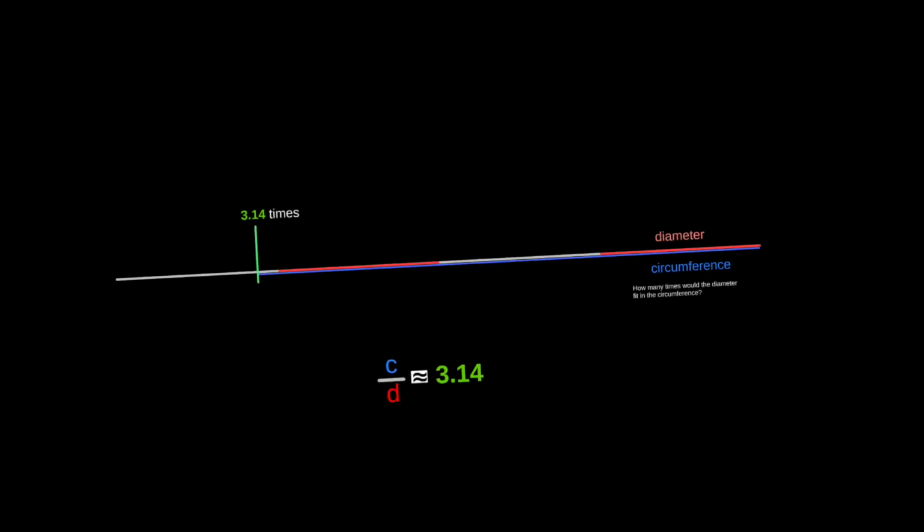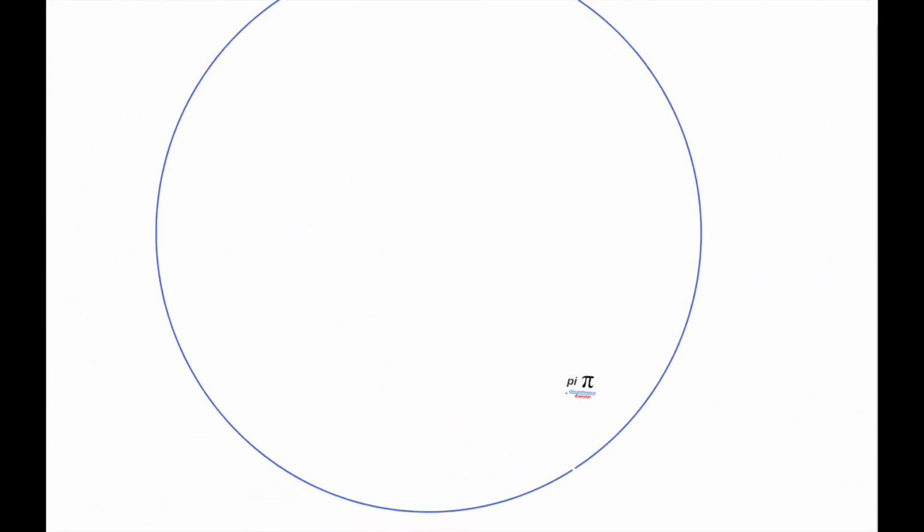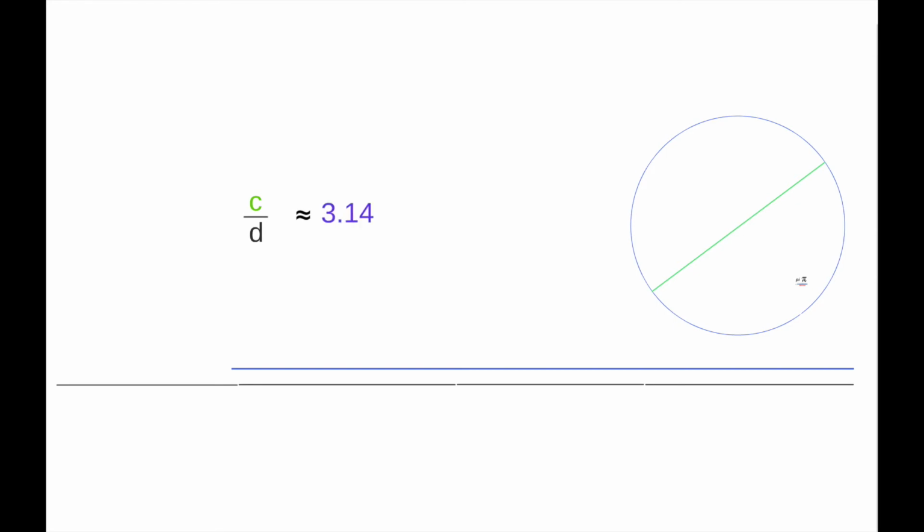Okay, let's look at a much bigger circle. Here, we have another circle with a diameter through the middle, and we're going to open up the circle's circumference and line up the diameters along it. Again, you get the same result of slightly more than 3 diameters inside the circumference. So again, C over D is approximately equal to 3.14, even though we have a completely different circle.